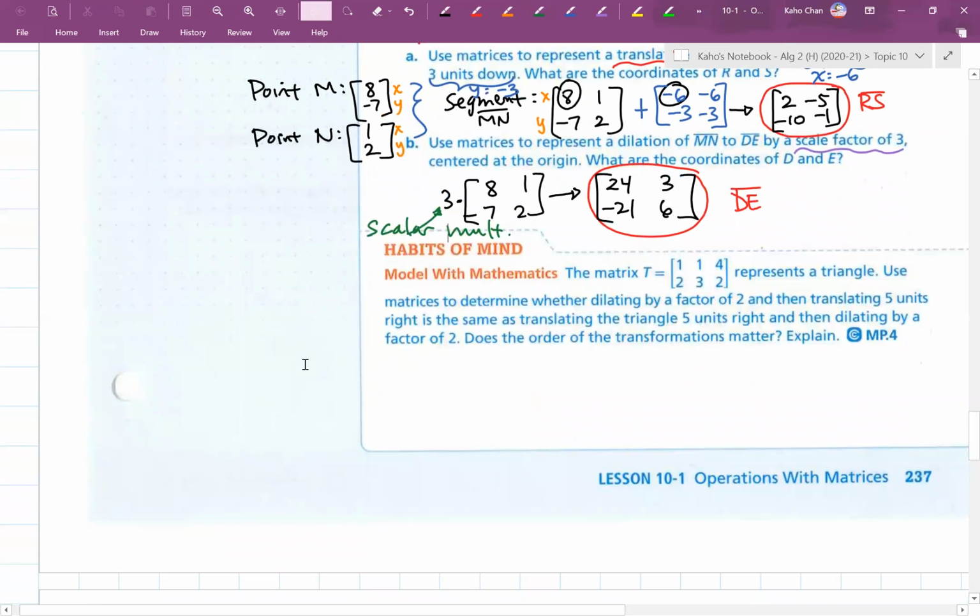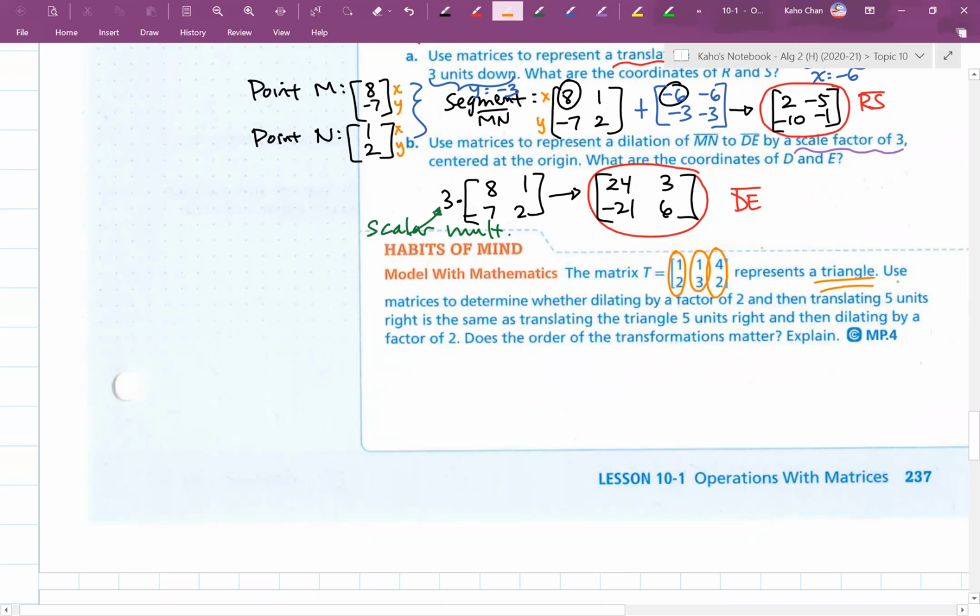All right, habits of mind at the bottom. They give us a 2 by 3. Okay, fine. Represents a triangle. There are 3 points here. First point, second point, third point. Use matrices to determine whether dilating by a factor of 2 and then translating 5 right is the same as translating the triangle 5 right and then dilating. Does order of operations, in this case transformations, matter? I'm going to guess yes. You might say no. I don't know.